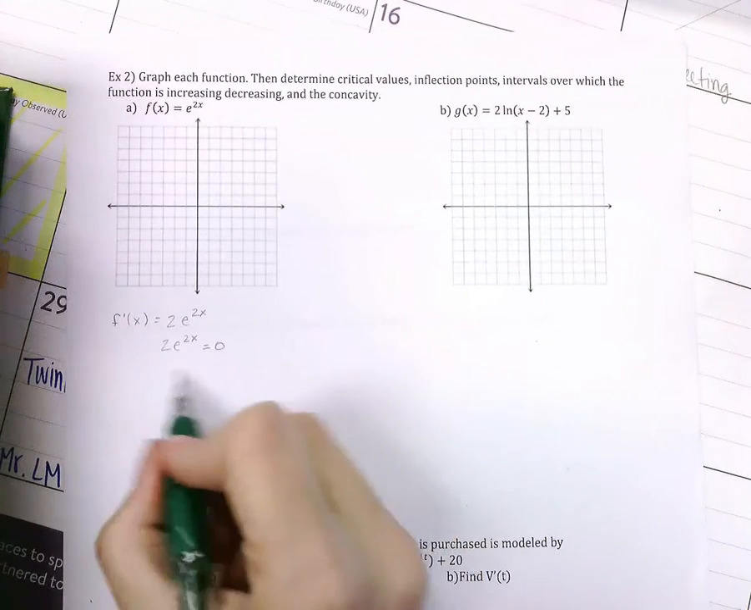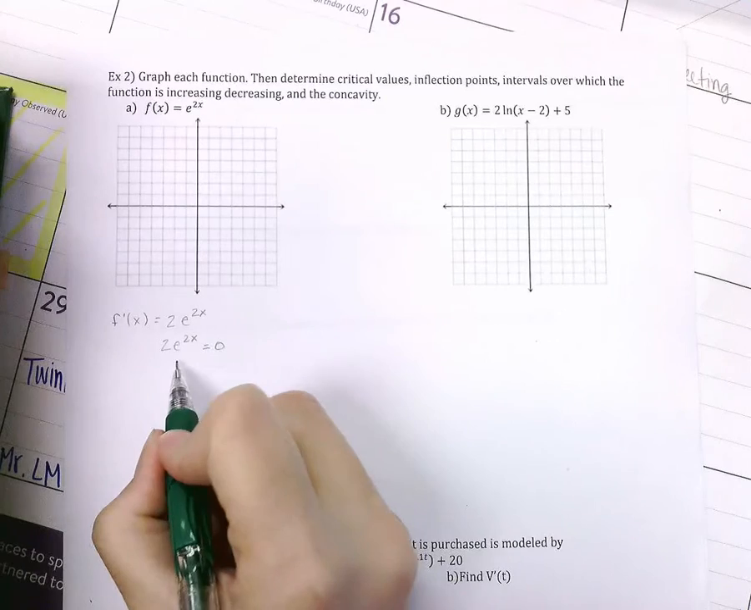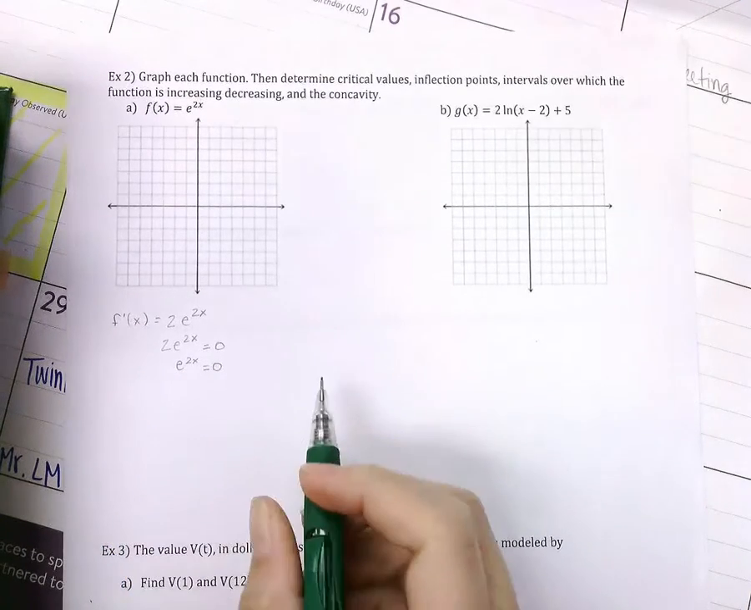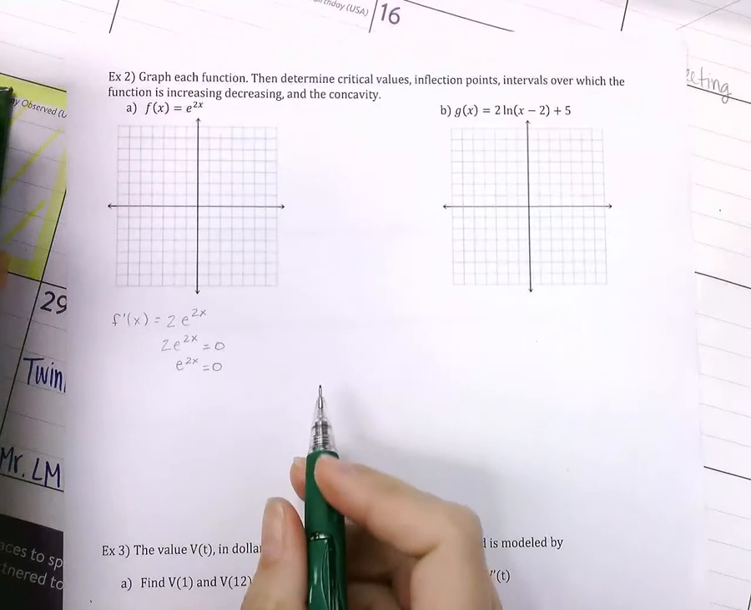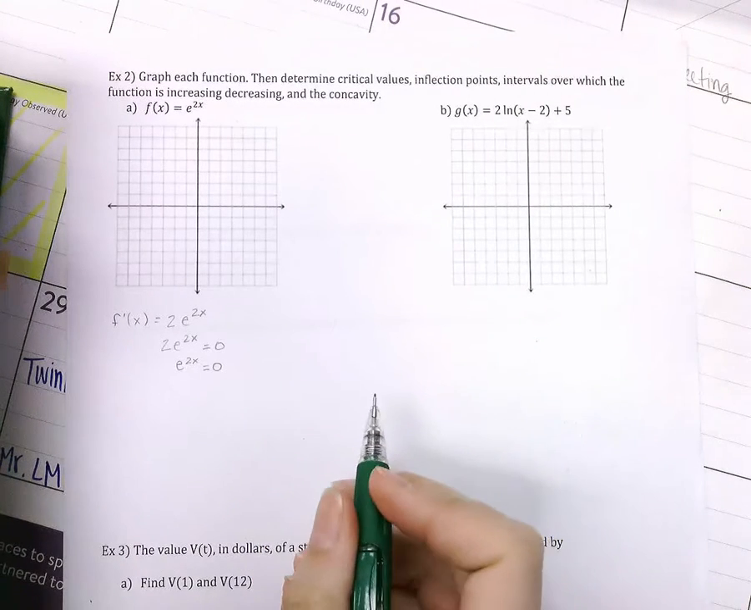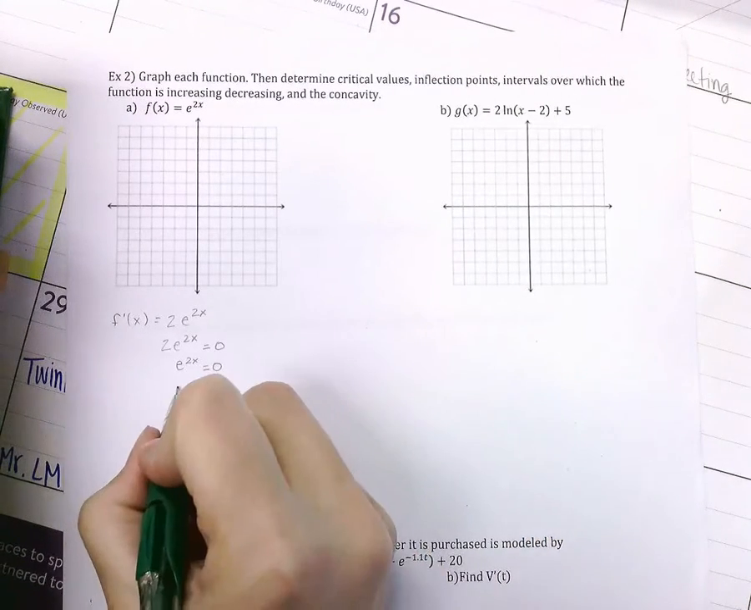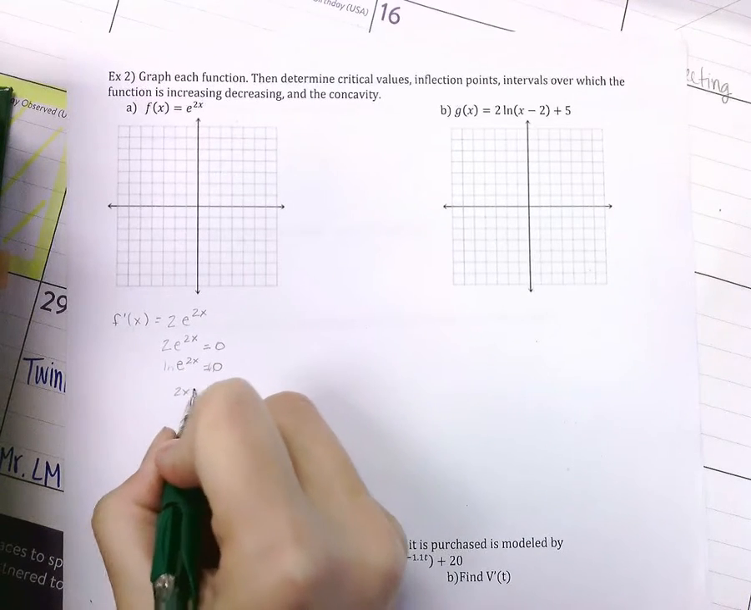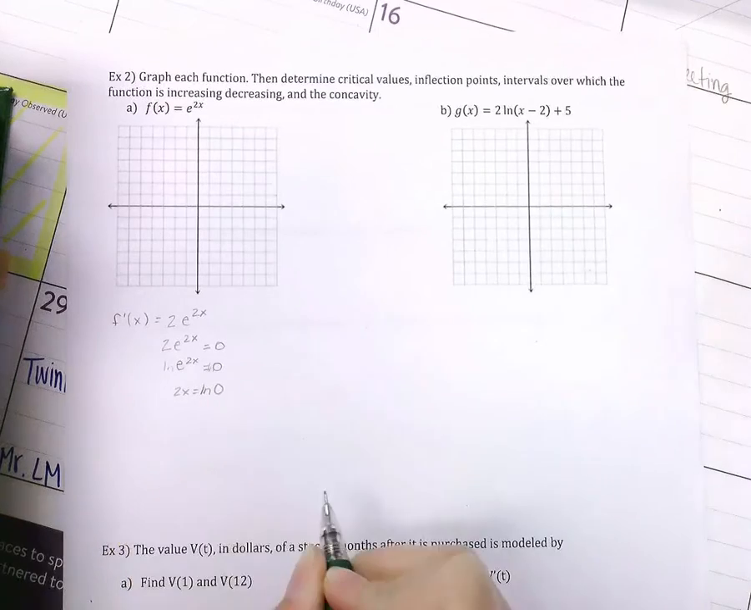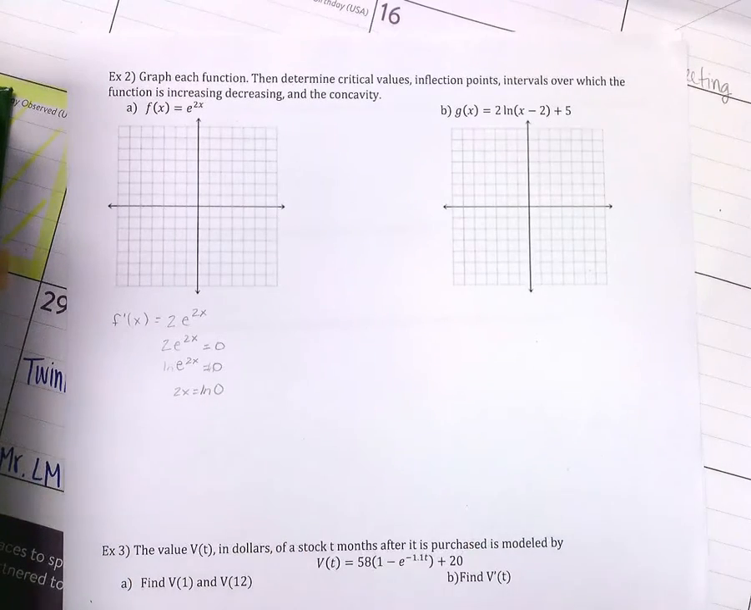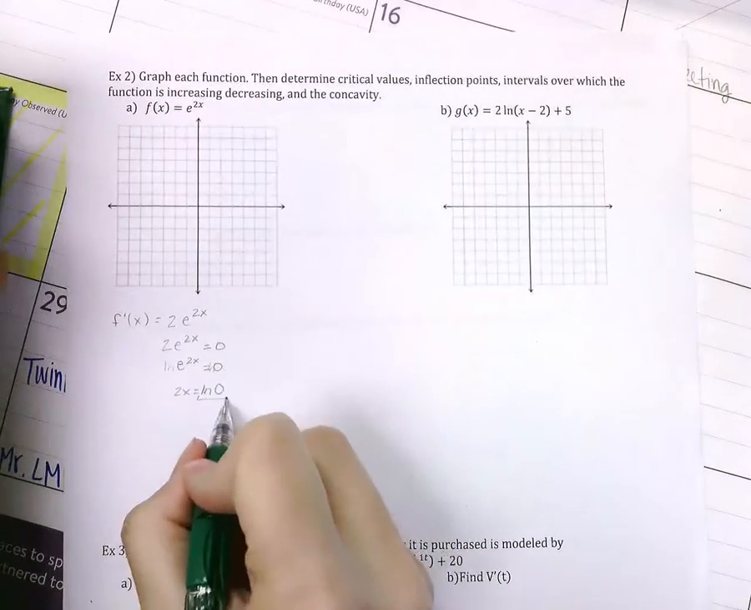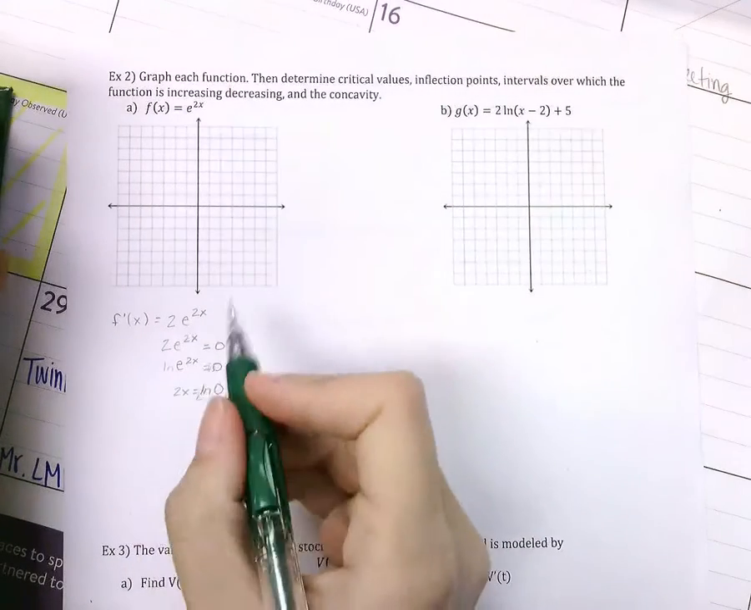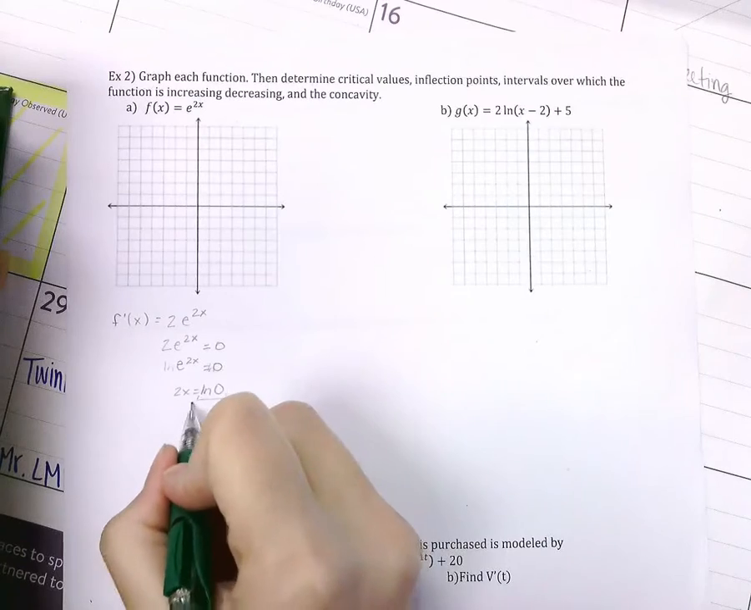So in theory, I guess you would divide by 2 and then you would try to solve this. If you remember how to solve e equations, you take the natural log of both sides to get rid of the e. So when you natural log this and natural log this, you get 2x equals the natural log of 0. But this doesn't exist, because remember yesterday we were looking at all the natural log properties. So that means that this is not solvable.